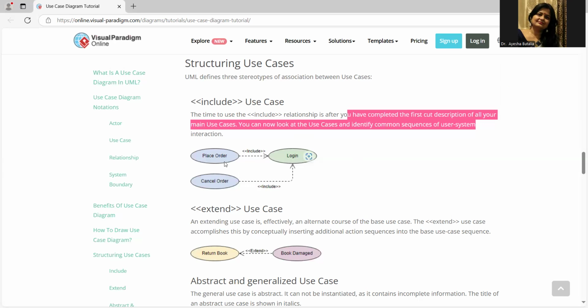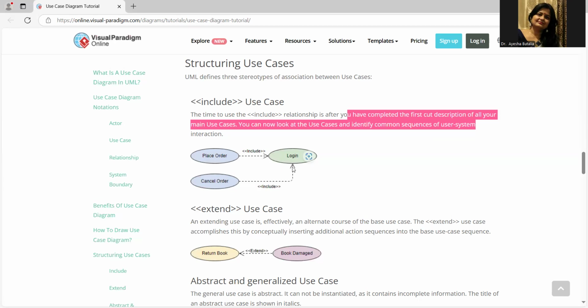If you have a place order and a cancel order, in both cases you will need to log in. You can't cancel the order without logging in, nor can you even place the order without logging in. So what's the common thing in both these use cases? Login. In the initial drawing you may not get it. But after you frame it and start identifying the stereotypes between them, if you find something in common, login being common between the two use cases, then you add this include.